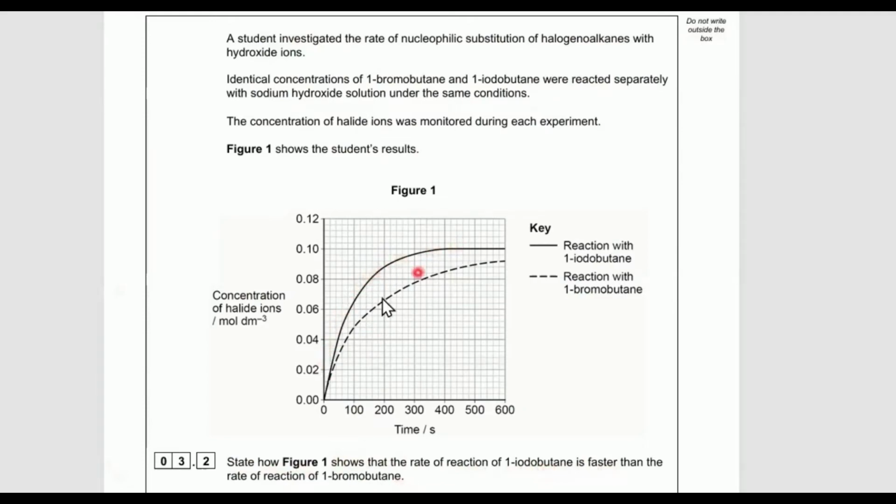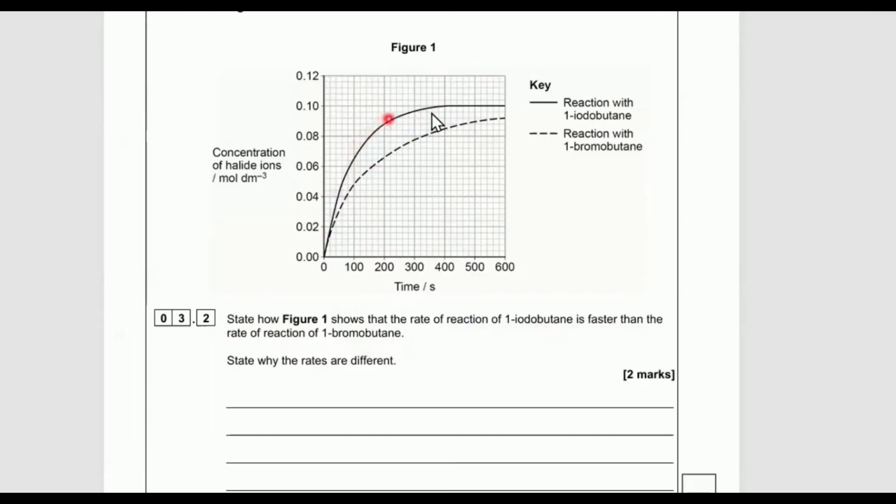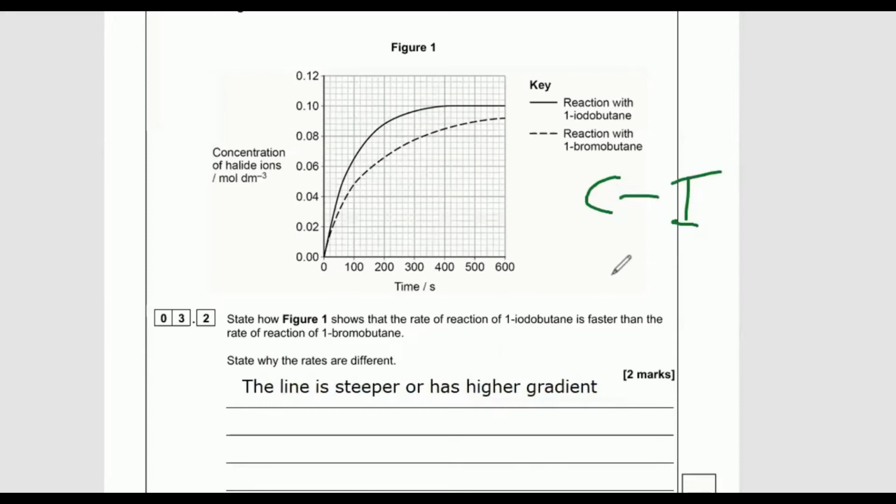3.2, state how figure 1 shows that the rate of reaction for 1-iodobutane is faster than the 1-bromobutane. And for the second mark, state why the rates of reaction are different. Right, well, first of all, we can see that 1-iodobutane is reacting faster. How can we observe that from that graph visually? Well, we can see that it has a steeper line, a higher gradient, so it's breaking down faster, okay? So that's the visual thing that tells us that 1-iodobutane is breaking down faster.